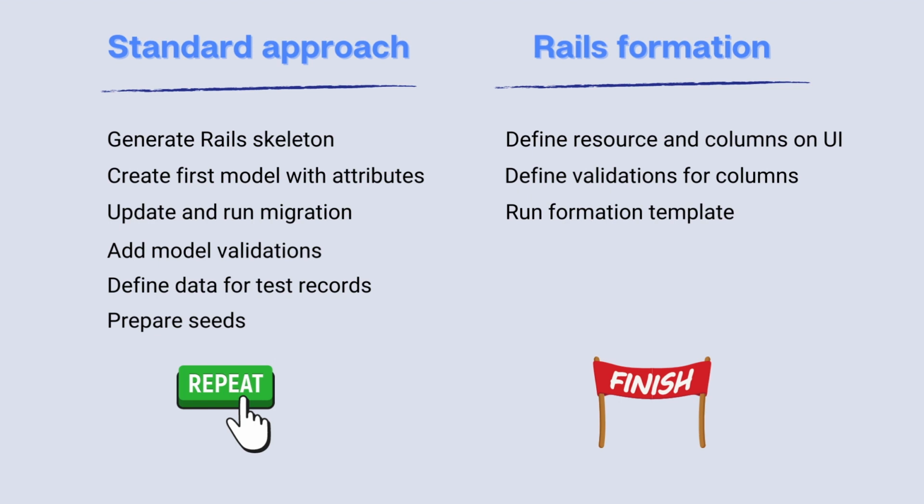With Rails Formation, you define resources and columns in a very simple UI, then you define validation for columns and download the special template in JSON format. With the special Ruby gem, you can then apply this formation to create a fully functional Rails skeleton. Let's see how Rails Formation looks in practice.